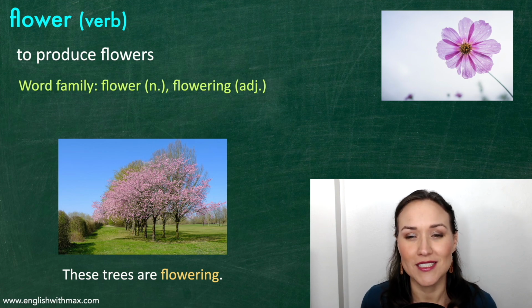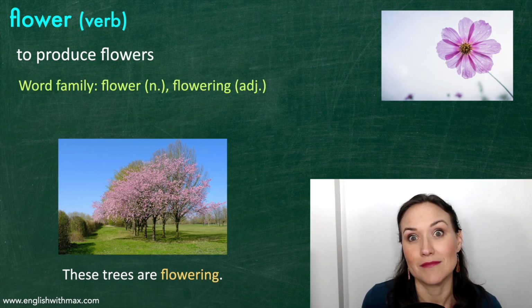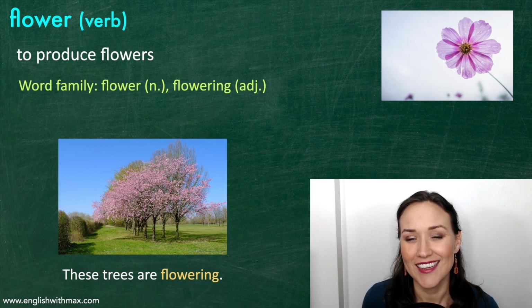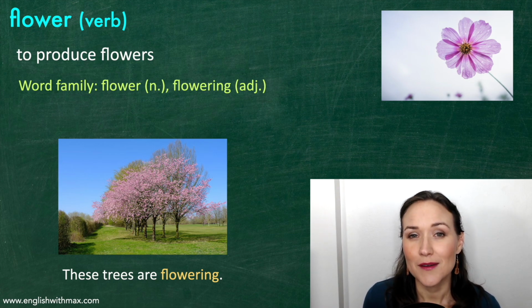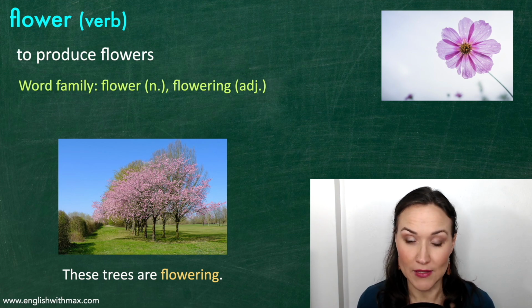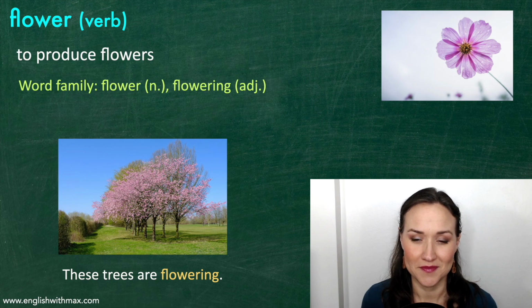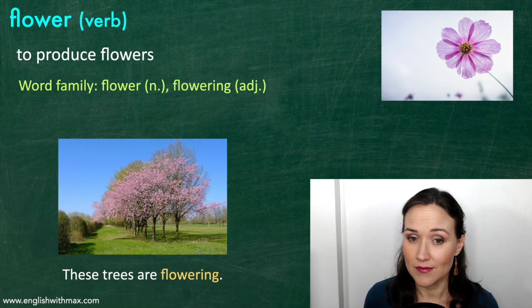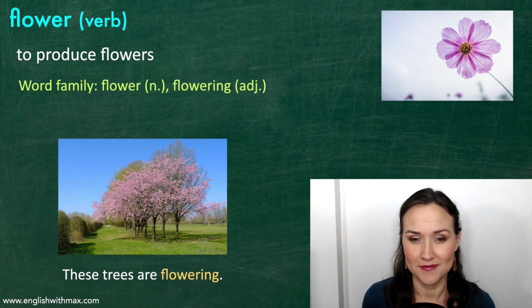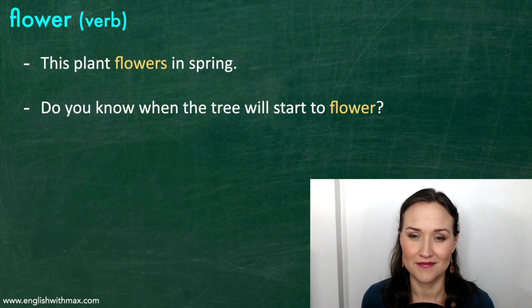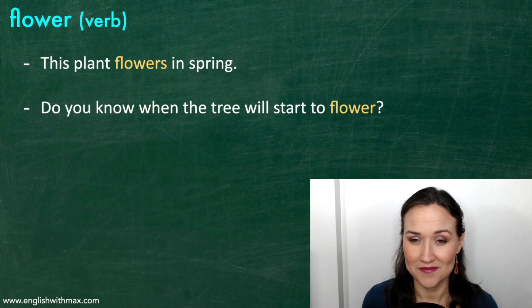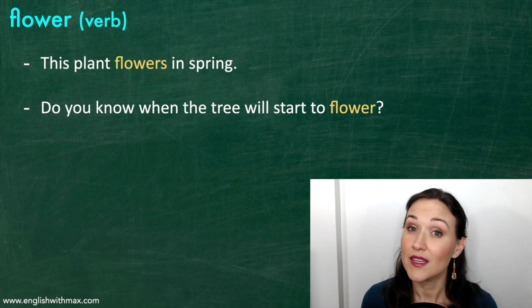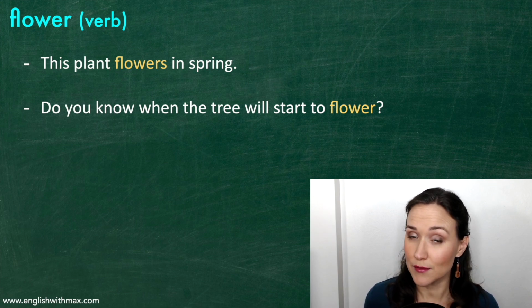Let's see the word family. We have the noun flower and the adjective flowering. Flowering means producing or able to produce flowers. These trees are flowering. This plant flowers in spring. Do you know when the tree will start to flower?